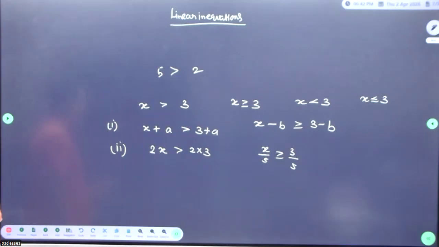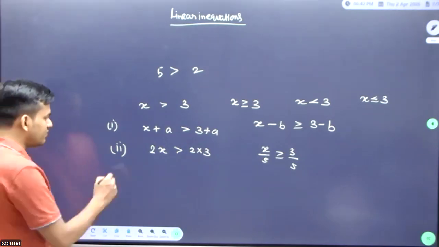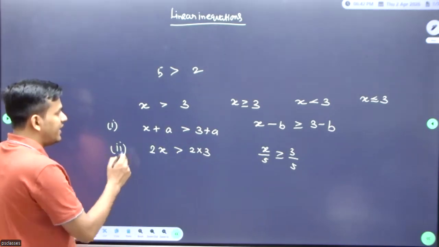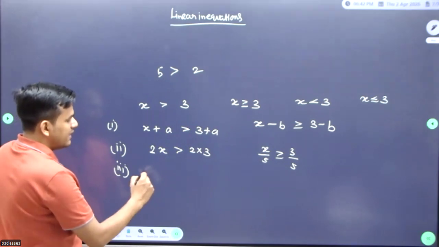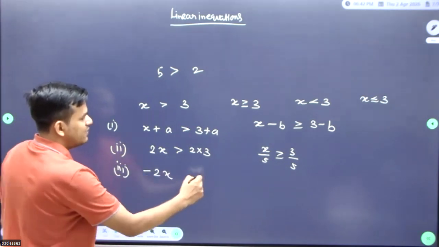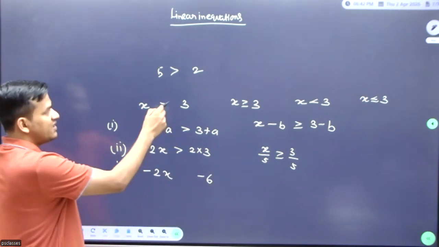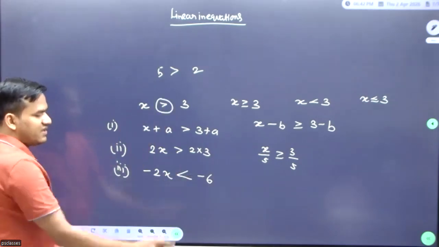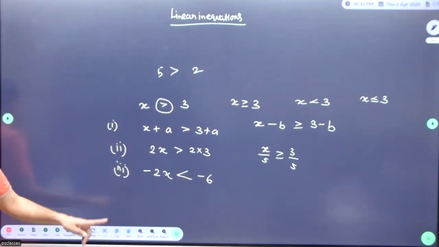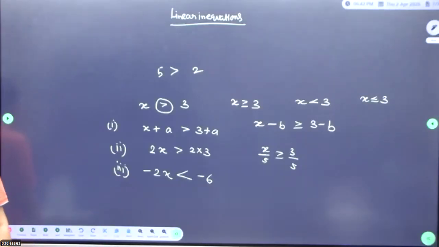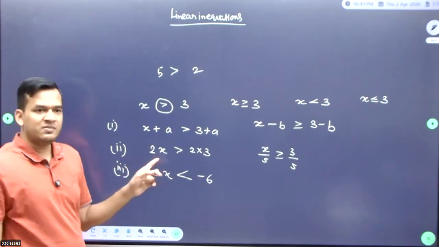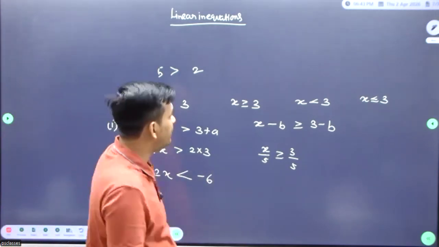But if you divide or multiply with a negative number, then the sign of inequality will change. So if I divide or multiply with a negative number, so let's say minus 2x, and this becomes minus 6. In this case, greater than becomes less than. If you are multiplying with a negative number, the sign of inequality will change. Greater than becomes less than. Greater than or equal to becomes less than or equal to.